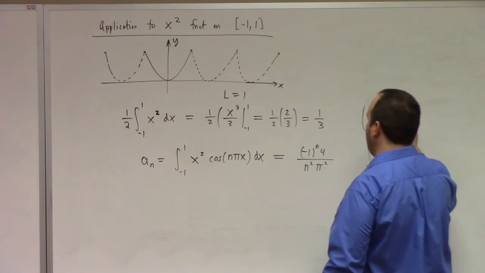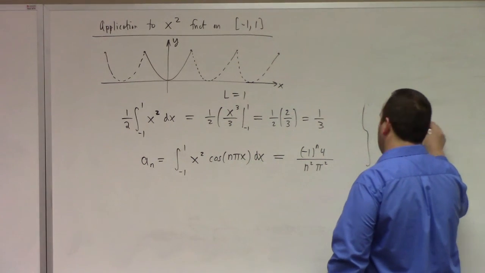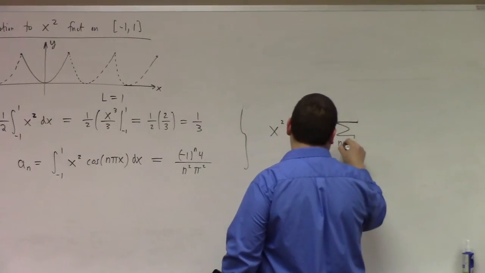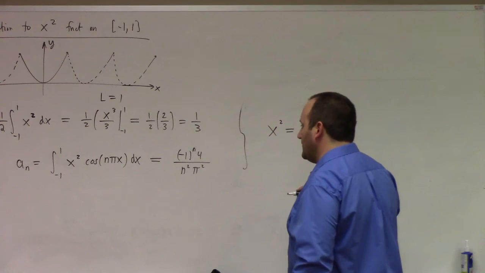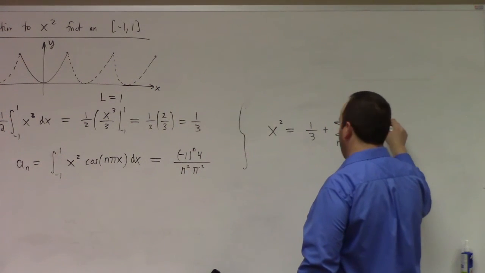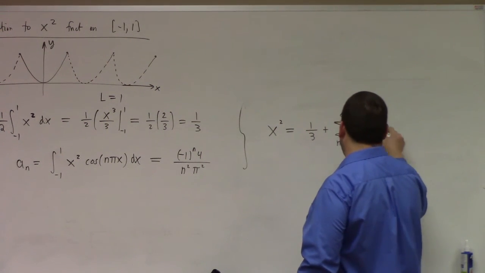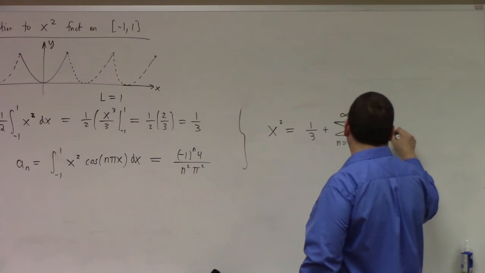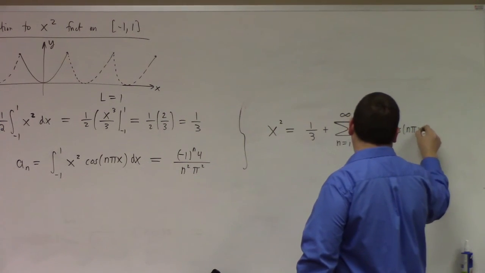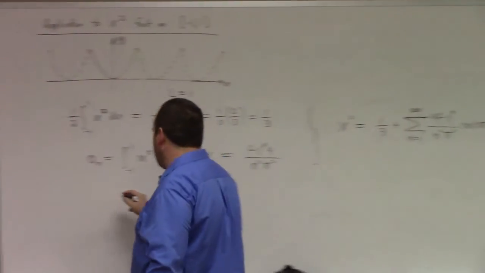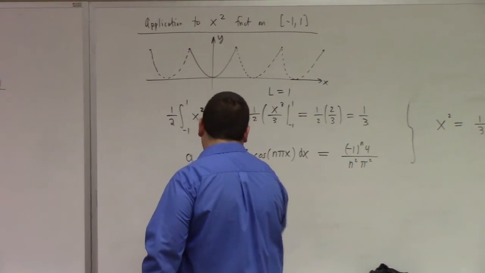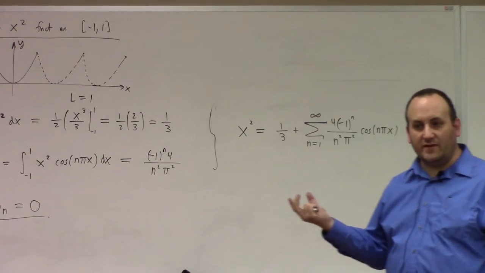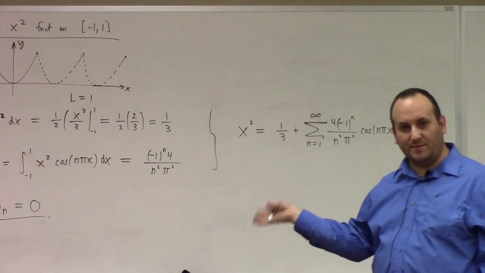So therefore, we find the result that x squared is equal to 1/3 plus the sum n equals 1 to infinity of minus 1 to the n times 4 divided by n squared pi squared times the cosine of n pi x. By the way, the b sub n's are 0. That's geometrically obvious because the b sub n is picking up on the odd part of the function. This is an even function, so it has no odd coefficients, like the sine picks up odd pieces.